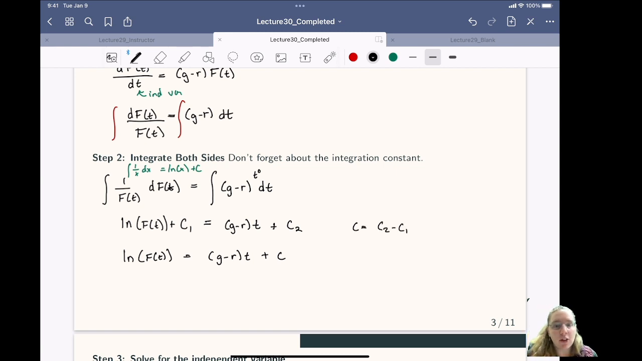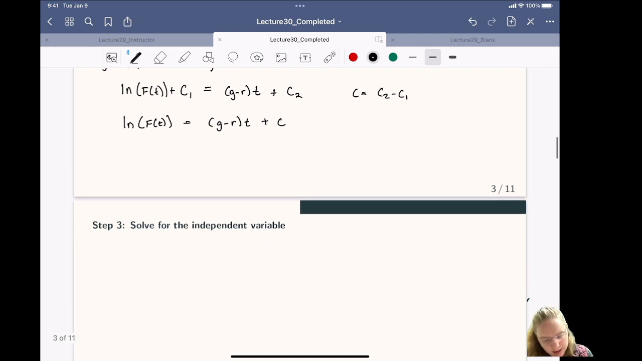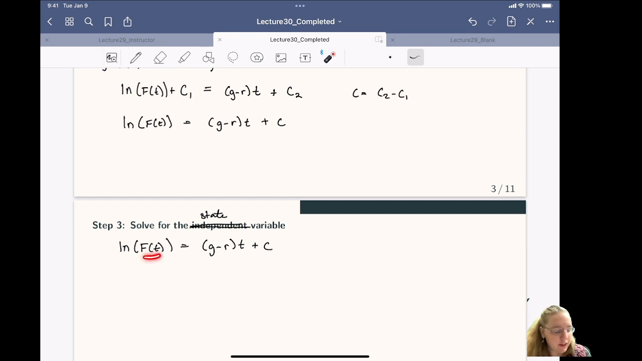All right, so that's all good. Now, the third step is that we're going to try to solve this equation for our state variable. Sorry, this should say state variable. All right, so we're going to solve both sides of the equation for the state variable. So just to rewrite it so that we're on the same page, we have g minus r times t plus c. Now, how do we solve for this f of t?